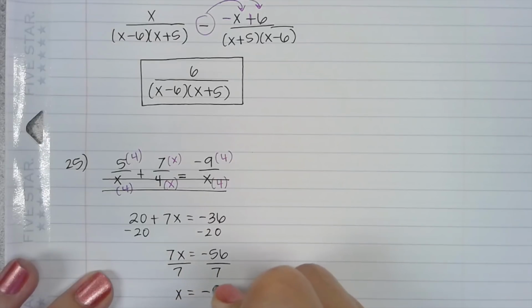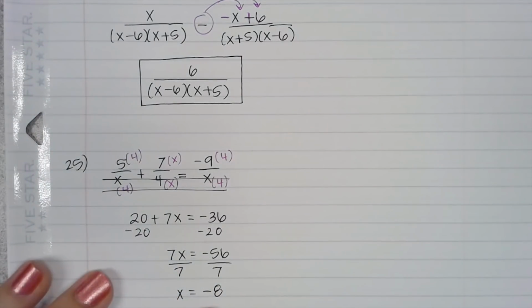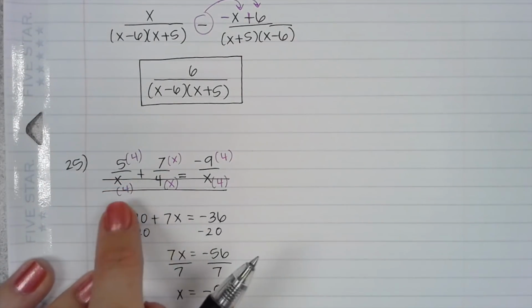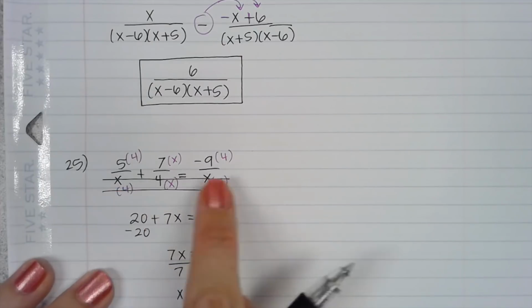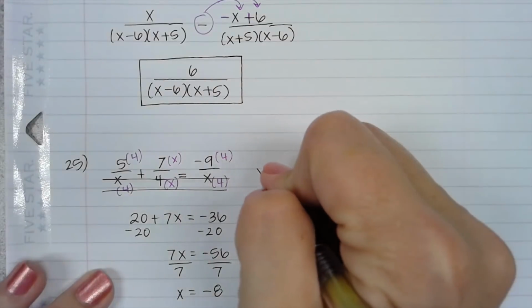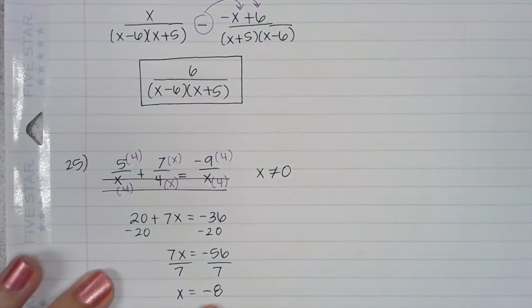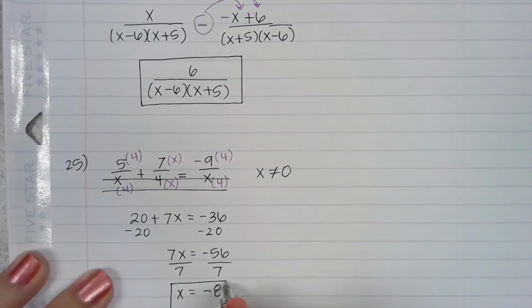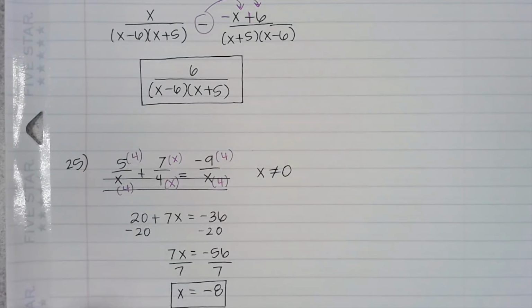X is equal to negative 8. And then before I decide on this being my answer, remember that I have to look back at the question. X equals 0 would have been an excluded value for this problem, so I wouldn't have wanted x to equal 0, but since I got x equals negative 8, that's my answer to the question. And so that gives me the answer to the question that I need to get for this problem.